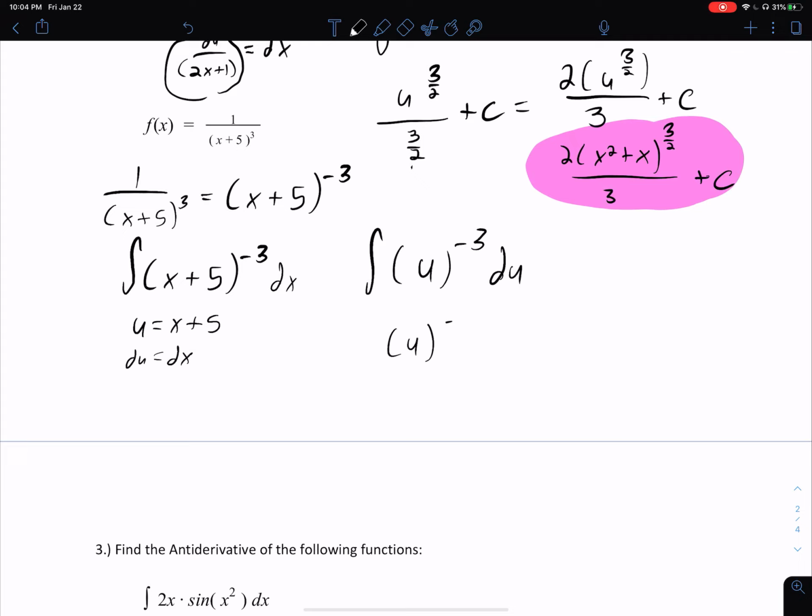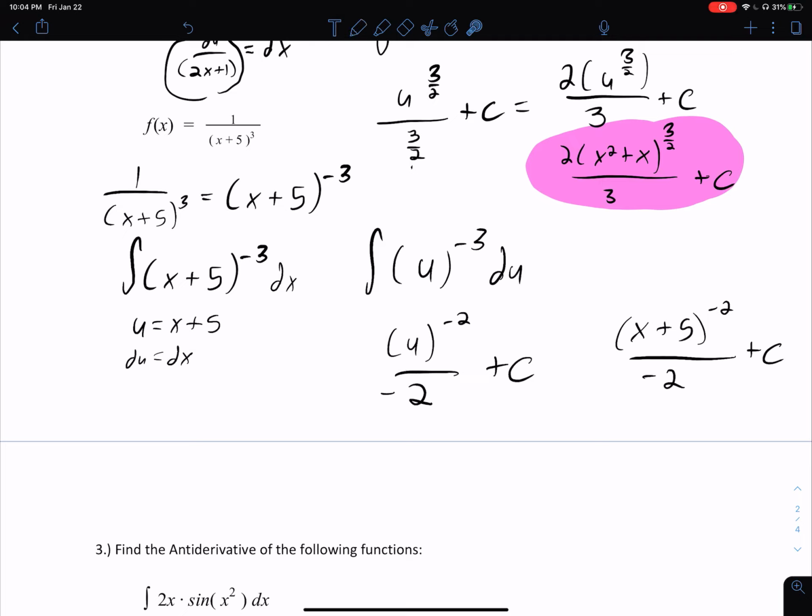So you should have, and then that should be negative plus c, right? Because then you do that and you subtract 1, yes. And then you plug your u back in, which is just x plus 5. x plus 5 to the negative 2 over negative 2. You can leave it like that, or you can simplify it by bringing this into the denominator. Whatever you want. Okay.